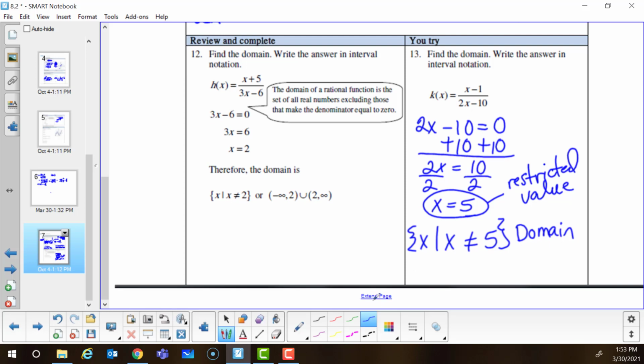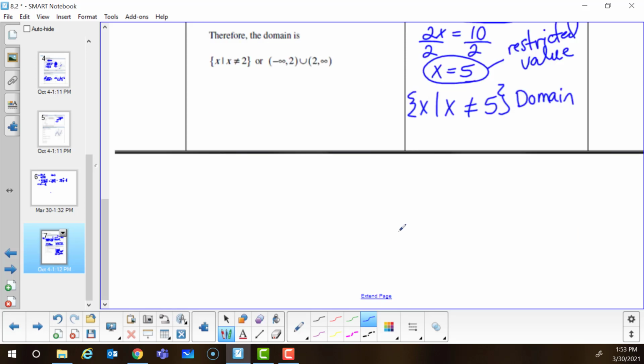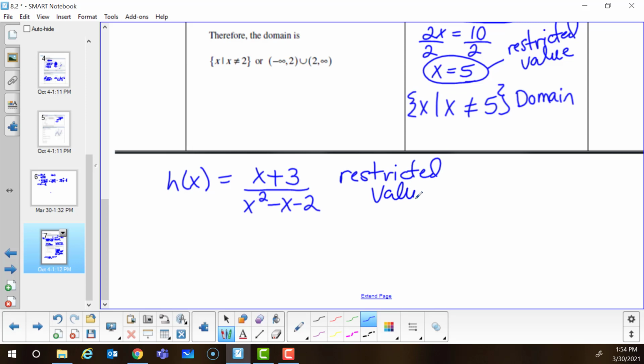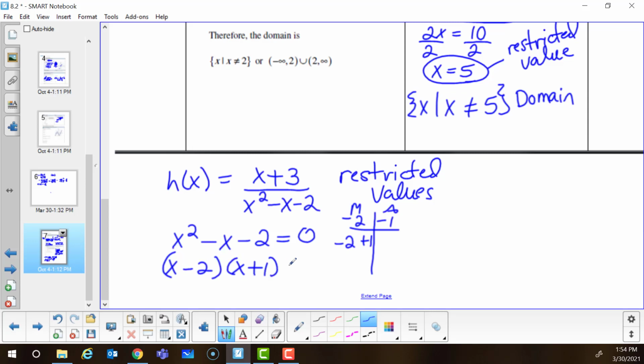Now I want to do one more. I'm going to extend this page, and I want to do one more that looks like this. Suppose we have h of x equals x plus 3 over x squared minus x minus 2. And I'm wondering if you remember from doing rational expressions how we found the restricted values on it. We had to factor that denominator. So x squared minus x minus 2 equals 0. Factors that multiply to get me negative 2, but that add to get me negative 1 would be negative 2, positive 1. So x minus 2, x plus 1 equals 0.